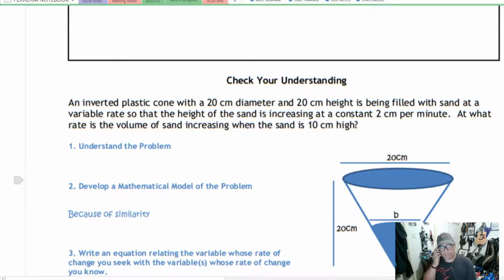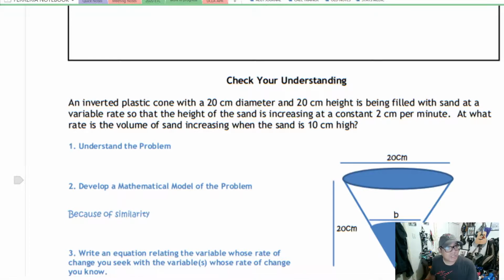So let's get to this check your understanding. We've got ourselves an inverted plastic cone that's 20 centimeters in diameter and 20 centimeters in height. It's being filled with sand at a variable rate so that the height of the sand is always increasing at a constant rate of 2 centimeters per minute. Well, that's kind of an interesting thing to do. Think about how you would engineer it so that the height is always increasing at 2 centimeters per minute. So, at what rate is the volume of the sand increasing when the sand is 10 meters high?